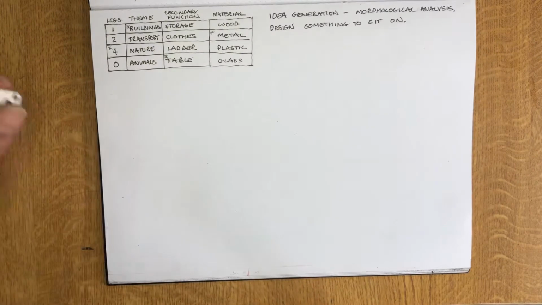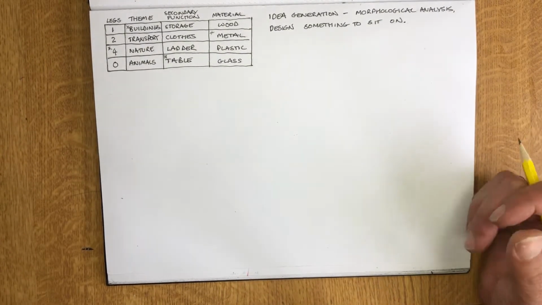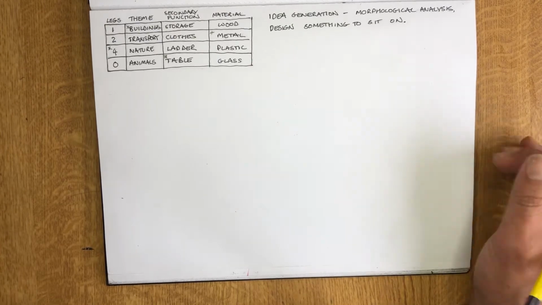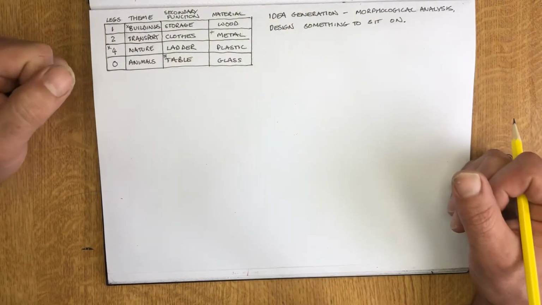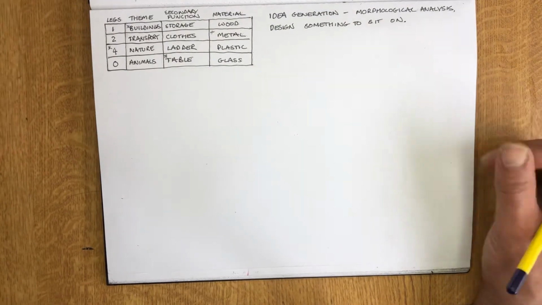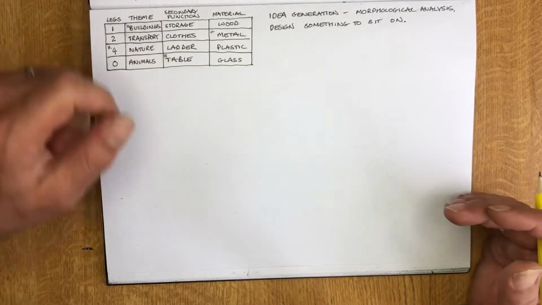So straight away, I've got an idea to work on. I don't have to think about it too hard. That's one of the good things about morphological analysis. You just create your table and either ask a friend to give you random numbers or roll a dice, but just go ahead and draw that now.